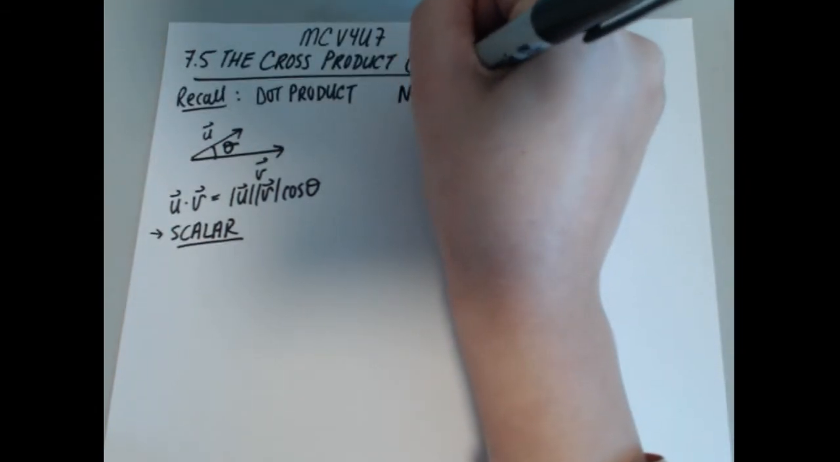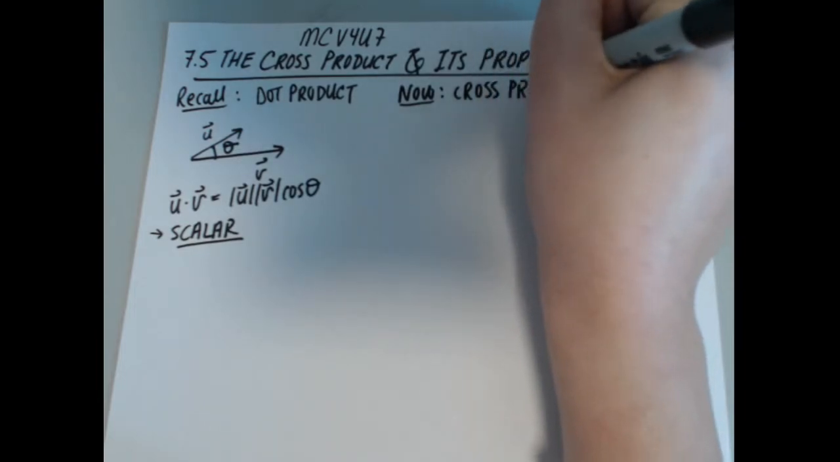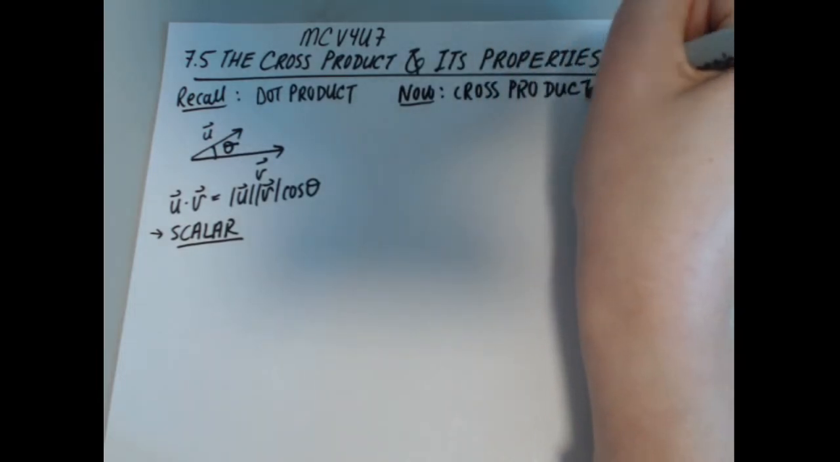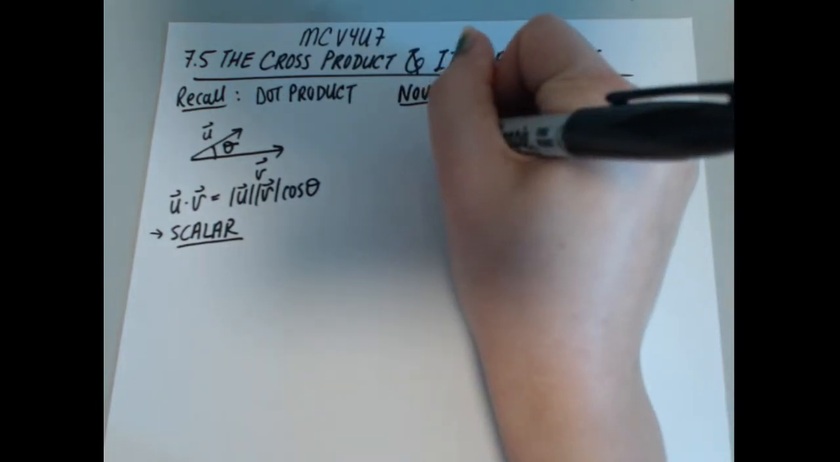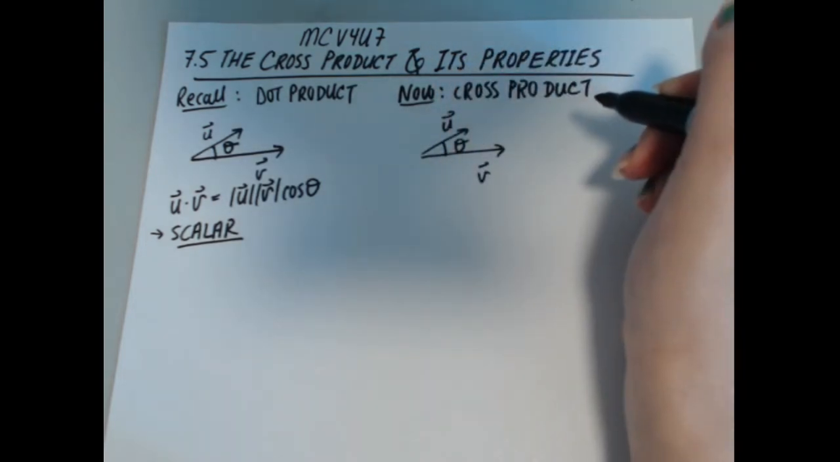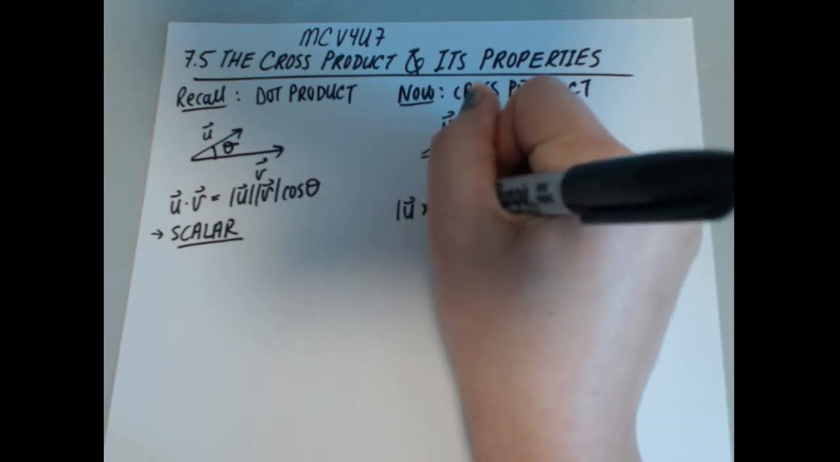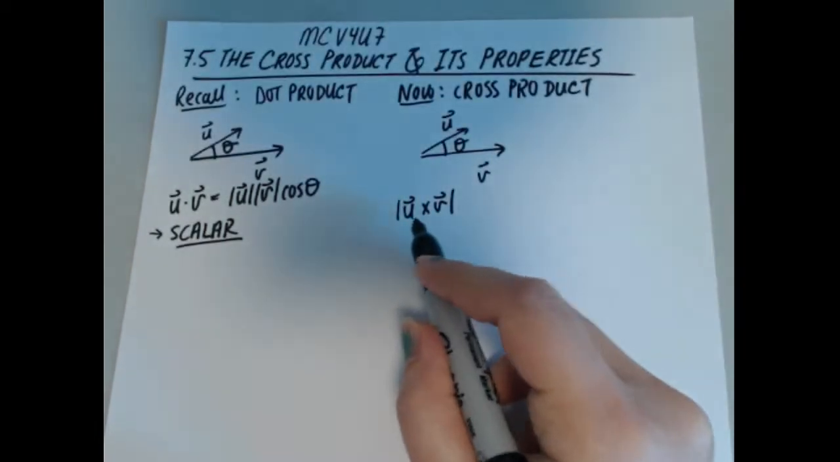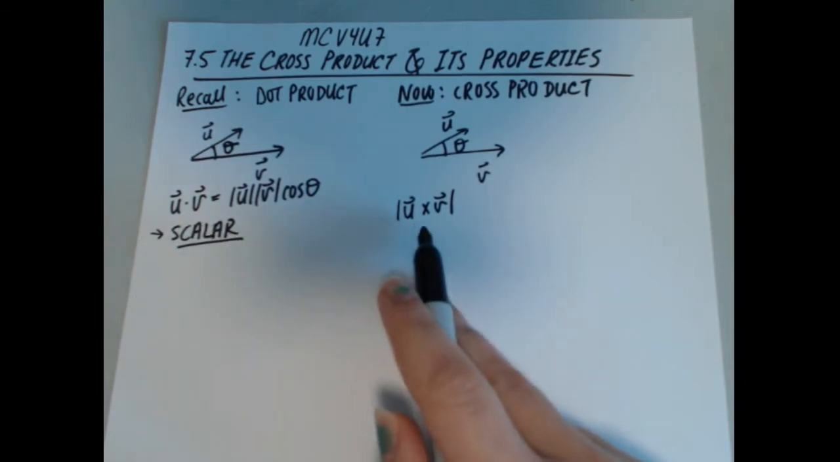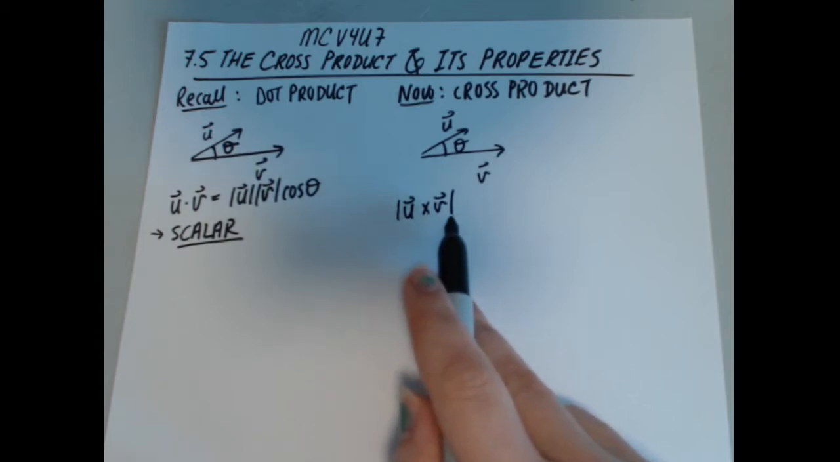Okay, so now we are moving on to the cross product. Once again, we're going to assume we have two vectors, u and v, and we place those vectors tail to tail such that the angle between them is theta. I can figure out the magnitude of something called the cross product. Notice that with the dot product, I had a dot. With the cross product, I have a cross. It just looks like a multiplication symbol. When you put the x between two vectors, it means cross product.